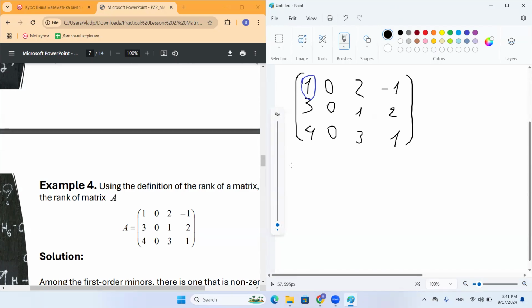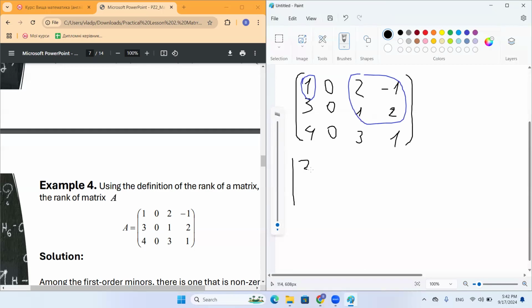So how can we calculate? Which minor will you choose to check? Mykola? Can I answer? Yeah. I choose first row and fourth column, so -1. We can use this one, correct? Yeah, okay. So let's check: -1 is not equal to 0, so it is at least first rank.